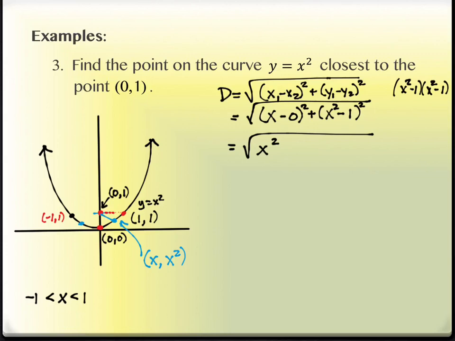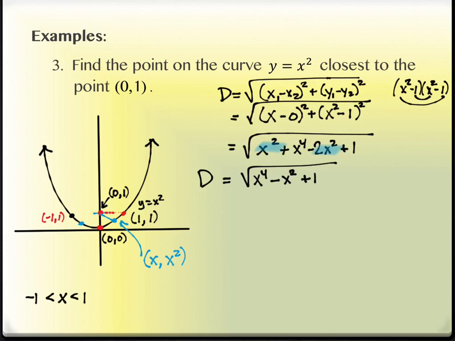So you're going to distribute, FOIL, multiply it all out. And so we're going to end up with x to the 4th. This is negative x squared and another negative x squared, so that's negative 2x squared. And then plus 1. It's already looking better. I can combine these two so that it changes into x to the 4th minus x squared plus 1. And that's my equation for distance in this case, the distance between these 2 points.